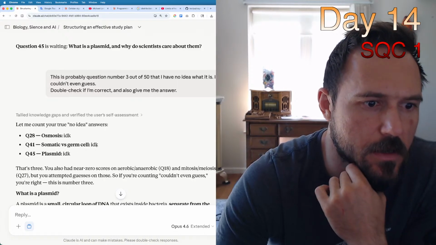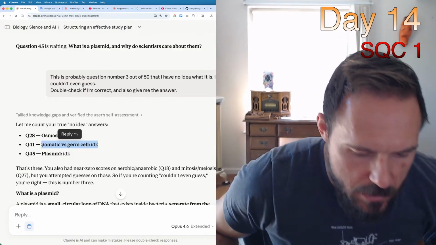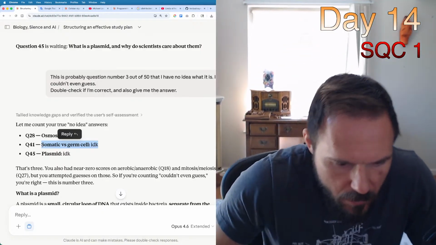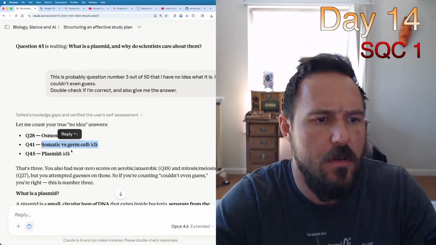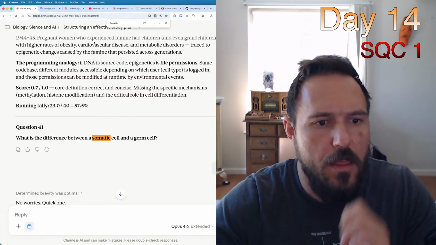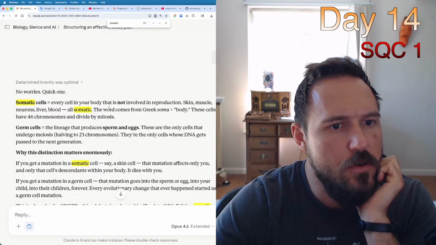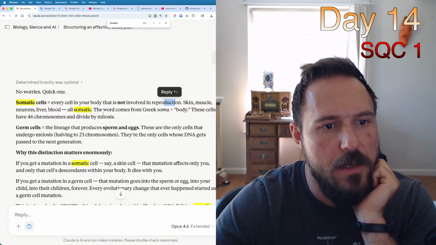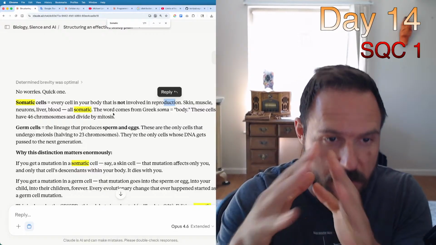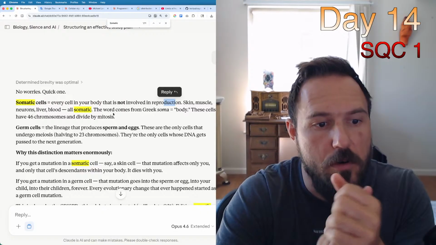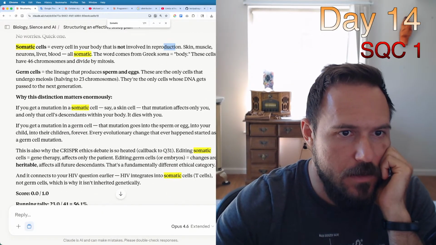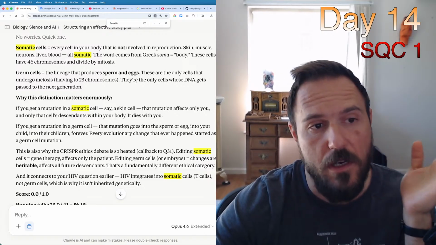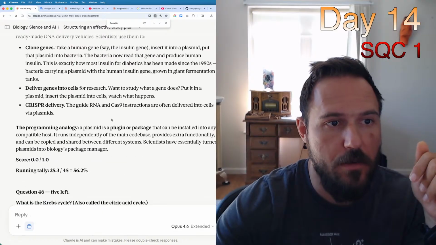Somatic versus germ cell, I don't know. So germ cells, that's basically dividing normally, and somatic, that's the one that's divided only with the half of chromosomes. I think my brain is getting stale. Like every cell in your body that is not involved in reproduction, yes, skin, muscles, neurons, liver, blood, all somatic. Or opposite. Somatic, it's divided normally. Soma, body. Okay, and the germ cells, the lineage that produce sperm and eggs, the ones that's for reproduction with the half. Wow, I remember it right. I just mix the terms.